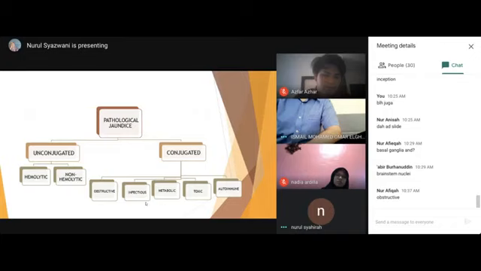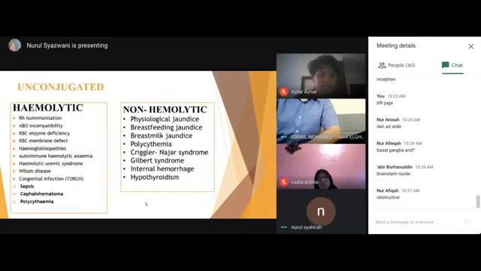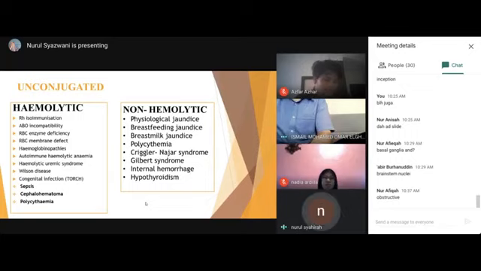Okay, this one is for the causes of unconjugated pathological jaundice. For the hemolytic, we have Rh isoimmunization, ABO incompatibility, red blood cell enzyme deficiency, red blood cell membrane defect, hemoglobinopathy, autoimmune hemolytic uremic syndrome, Wilson disease, and also throat infection. And for the non-hemolytic, we have physiological jaundice.